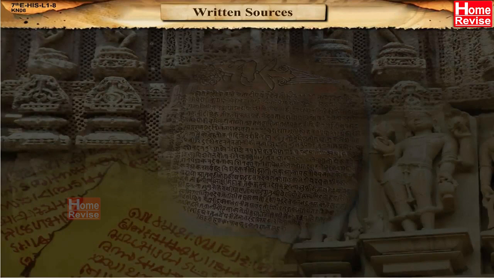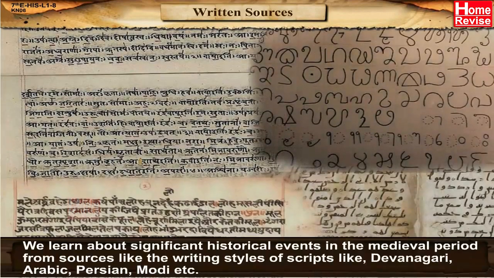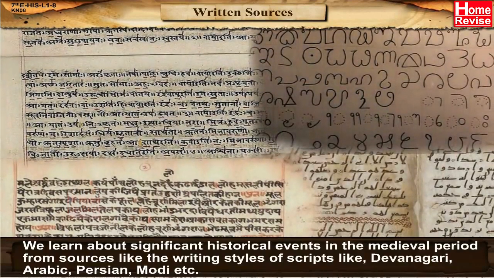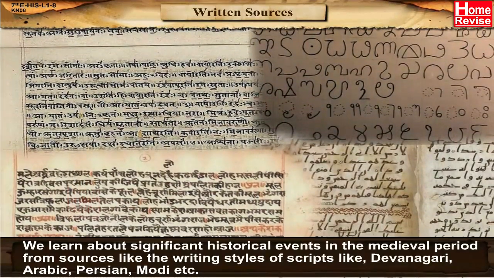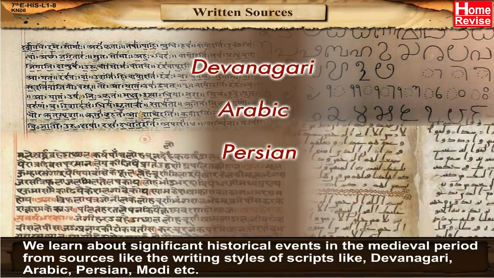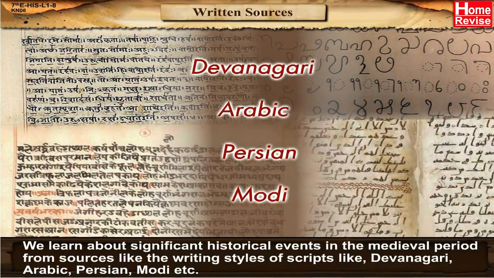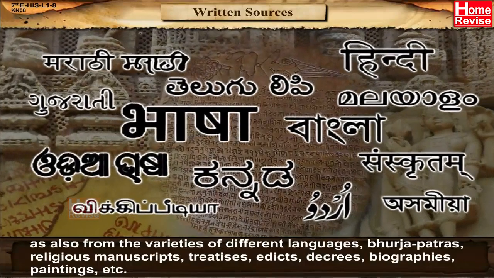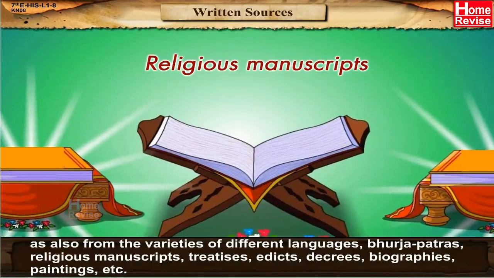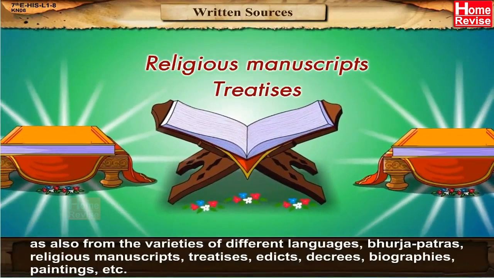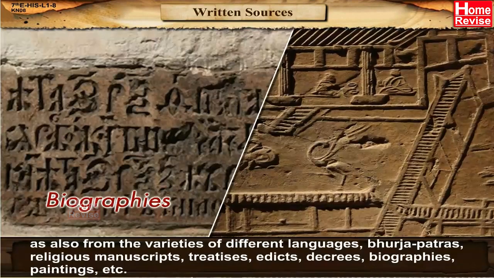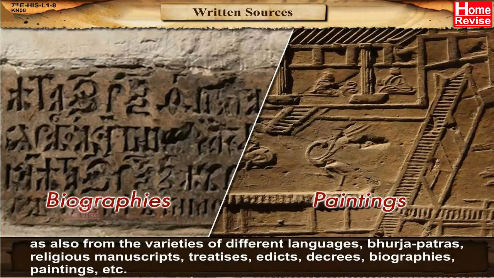Written sources. We learn about significant historical events in the medieval period from sources like the writing styles of scripts like Devanagari, Arabic, Persian, Modi, etc., as also from the varieties of different languages, Bhurjpatras, religious manuscripts, treatises, edicts, decrees, biographies, paintings, etc.